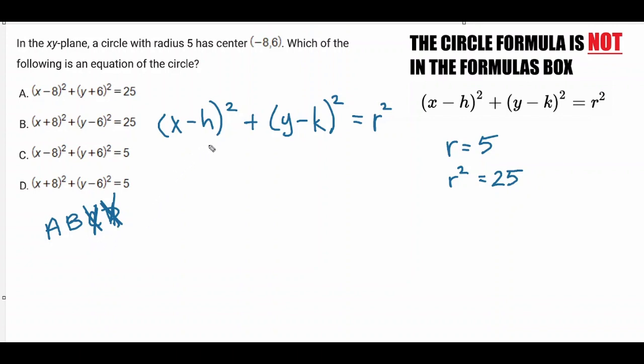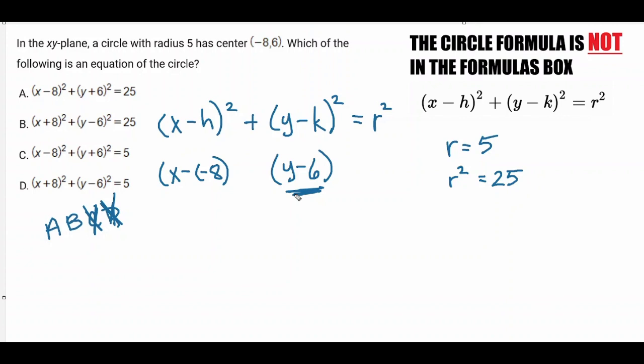The x minus h and y minus k part is really easy. All you do is x minus whatever the x component of the center is. So in this case, it's -8. And then this part is just y minus whatever the y component is of the center. Which of these is easier to deal with? X minus -8 or y minus 6? It's y minus 6. That's the easiest part to deal with.